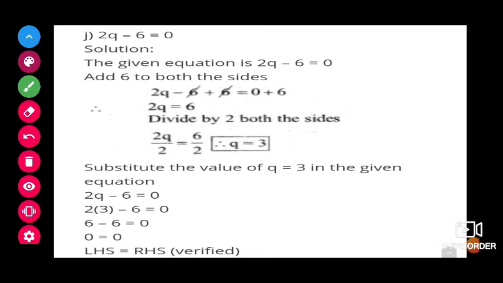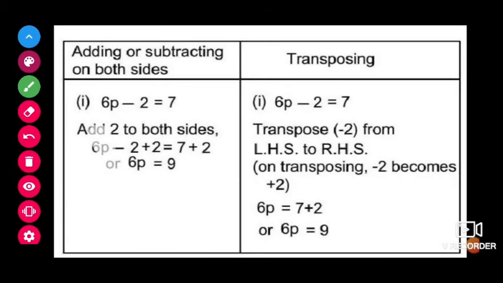Next one, 2q minus 6 equals 0. Here minus 6 is there. If I want to remove the minus 6, I have to do plus 6 on both sides. So 2q minus 6 plus 6 will get cancelled, and 0 plus 6 is 6. So 2q equals 6. Now to remove multiplication by 2, I have to divide by 2. So q equals 2 ones are 2, 2 threes are 6, q equals 3. We get that as the solution.